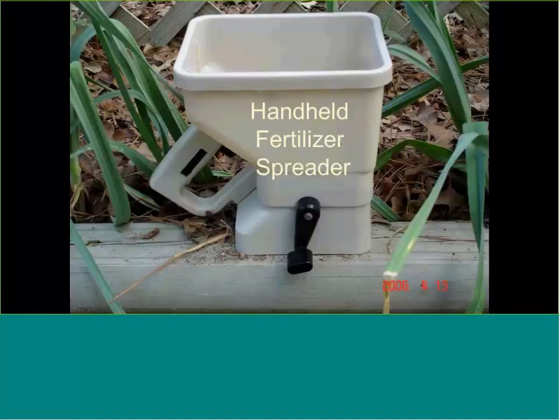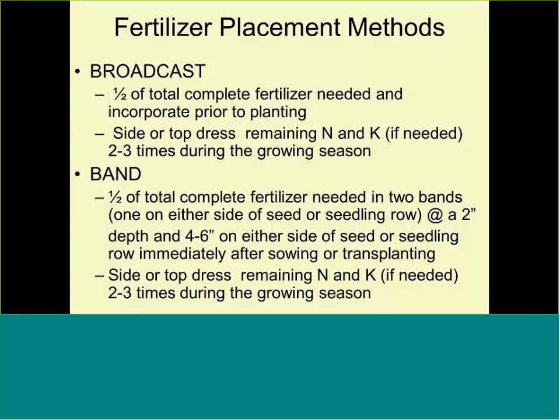And this is a close-up of the handheld fertilizer spreader. So where do you apply? Let's say you want to use broadcast. I recommend that you put half the total amount of the complete fertilizer needed incorporated before planting, and then side dress or top dress the remaining amount of fertilizer 2 or 3 times during the growing season, let's say every 2 to 3 weeks, something like that.